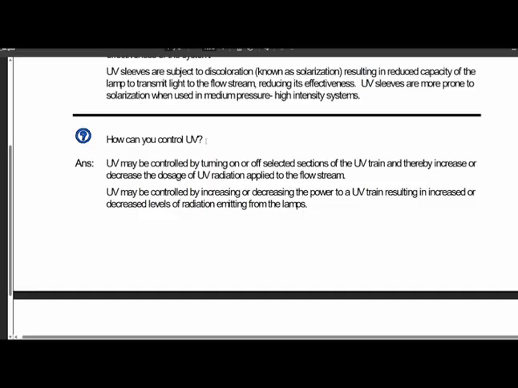How can you control UV? UV may be controlled by turning on and off selected sections of the UV train and thereby increase or decrease the dosage of UV radiation applied to the flow stream. UV may be controlled by increasing or decreasing the power to a UV train, resulting in increased or decreased levels of radiation emitting from the lamps.